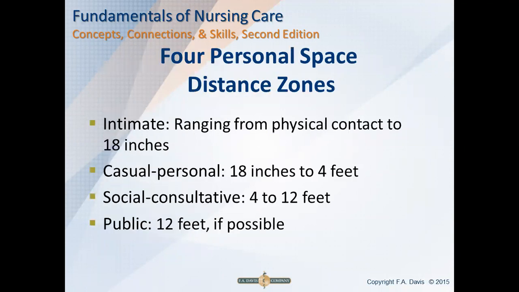Now here showing the four personal space distance zones: intimate, casual personal, social consultative, and public. Public is at least 12 feet if possible, social is 4 to 12 feet, and casual personal means 18 inches to 4 feet. And intimate means it is closer, like whispering in the ear, ranging from physical contact to 18 inches.